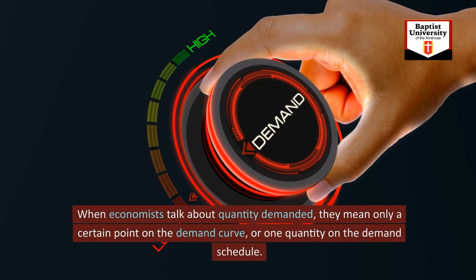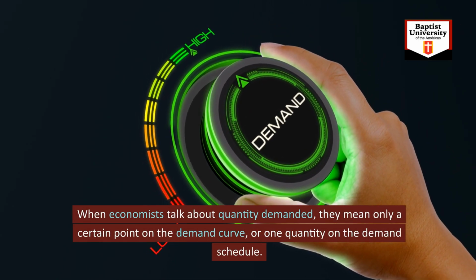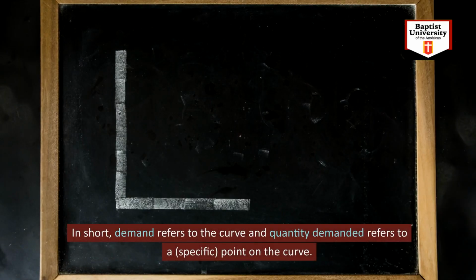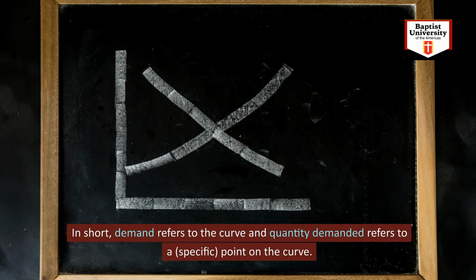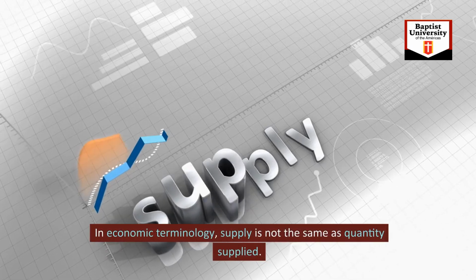When economists talk about quantity demanded, they mean only a certain point on the demand curve or one quantity on the demand schedule. In short, demand refers to the curve and quantity demanded refers to a specific point on the curve. In economic terminology, supply is not the same as quantity supplied.